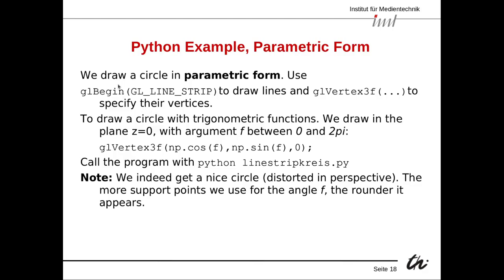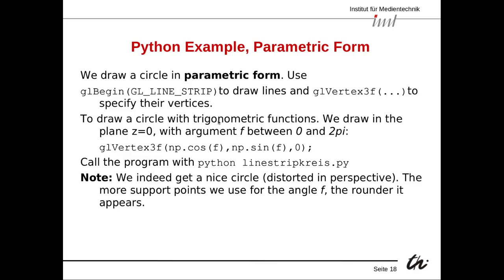So we use the parametric form to draw a circle. No, first we use it to draw a line. Next is a circle. So here's the line. In OpenGL, this is done with GL line strip to draw the lines. And glVertex3f: 3 means 3D and f means float values for the argument to specify the vertices. Here in the argument, I put the vertices and then it draws the line between them.